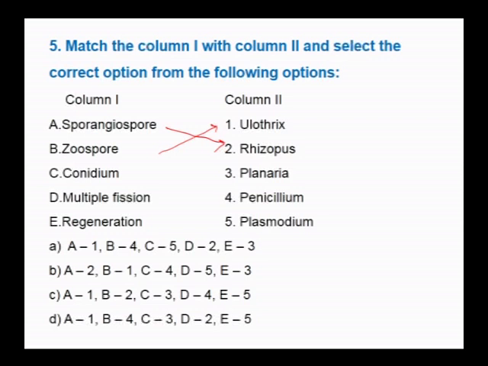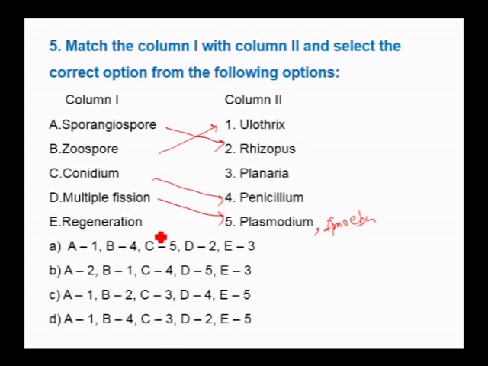Conidia are immotile spores which are formed in penicillium, which belongs to ascomycetes, and even in deuteromycetes, the asexual reproduction takes place by conidia, where you don't find sexual reproduction. Therefore, deuteromycetes are also called fungi imperfecti. So conidia goes with penicillium. Multiple fission can be seen in amoeba and also in plasmodium. When the conditions are not favorable, amoeba goes for multiple fission: encystation occurs followed by sporulation. Even in plasmodium, erythrocytic schizogony and hepatocyte schizogony are multiple fission. You can also see multiple fission in amoeba.